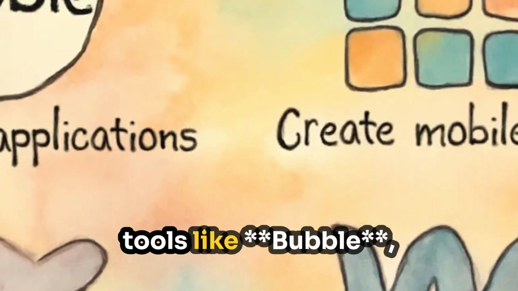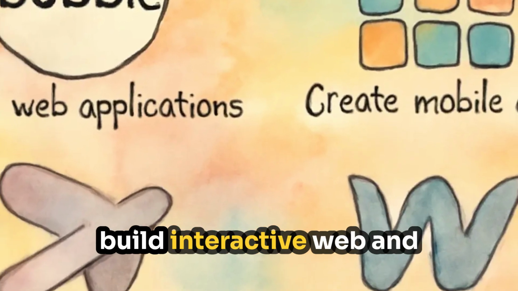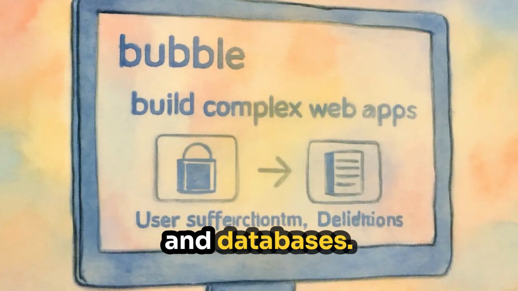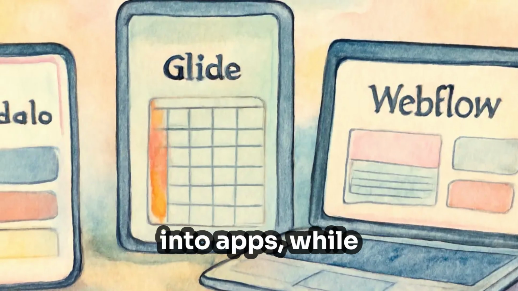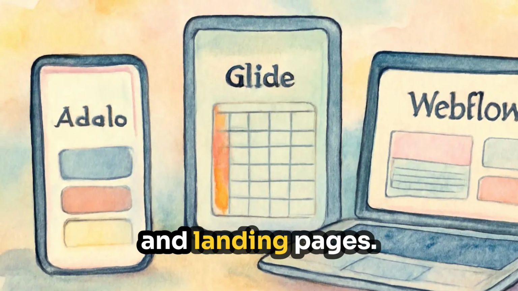Popular no-code tools like Bubble, Adalo, Glide, and Webflow let you build interactive web and mobile apps with ease. Bubble is great for complex web apps with user authentication and databases. Adalo focuses on mobile apps. Glide turns spreadsheets into apps, while Webflow excels at responsive websites and landing pages.